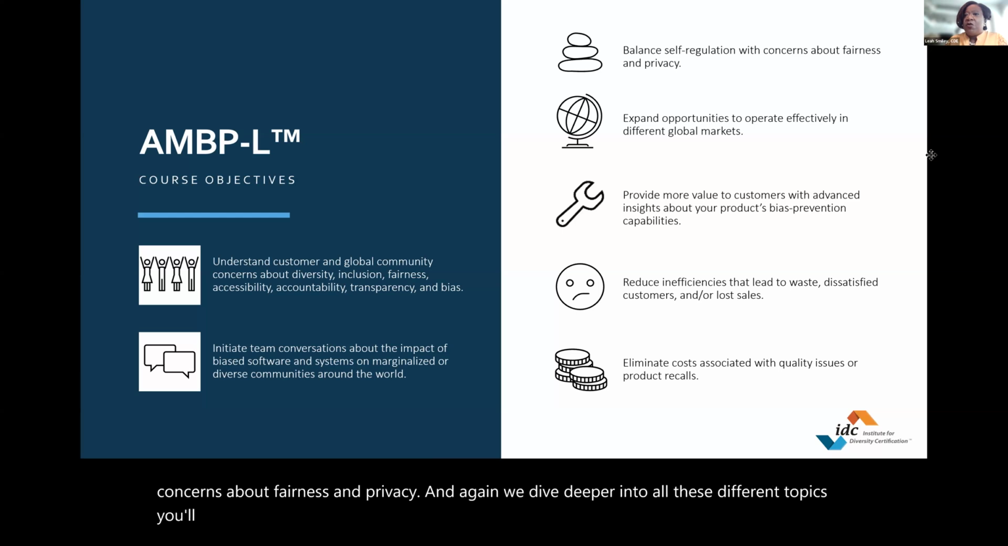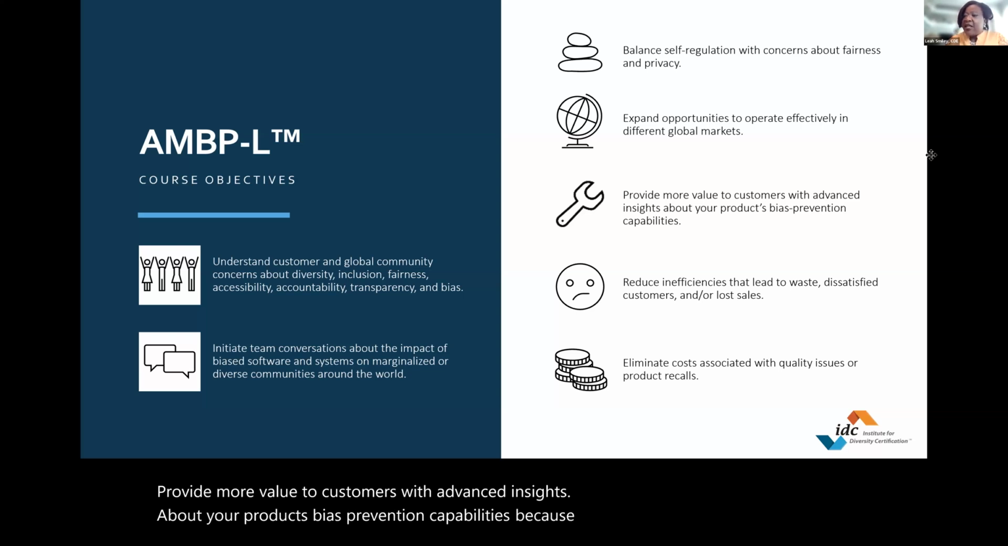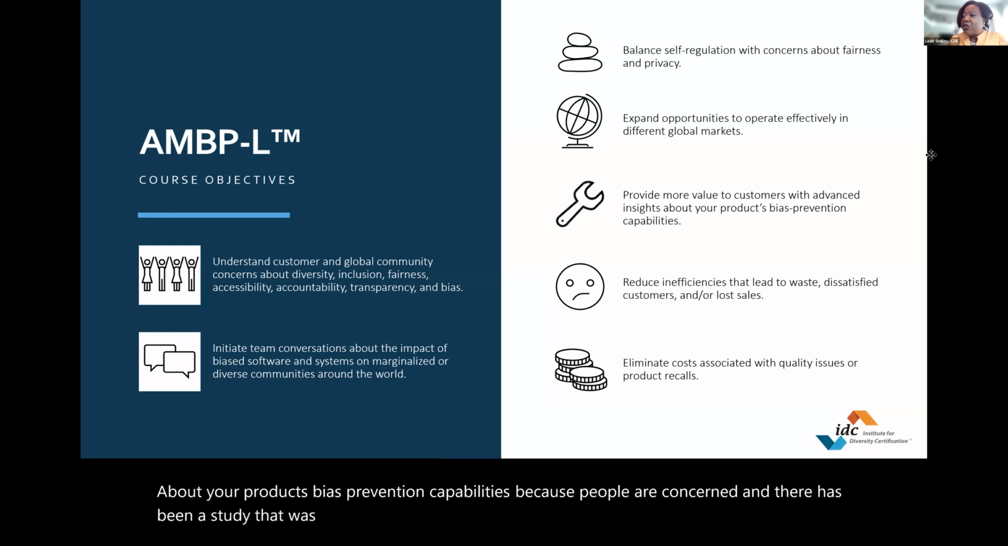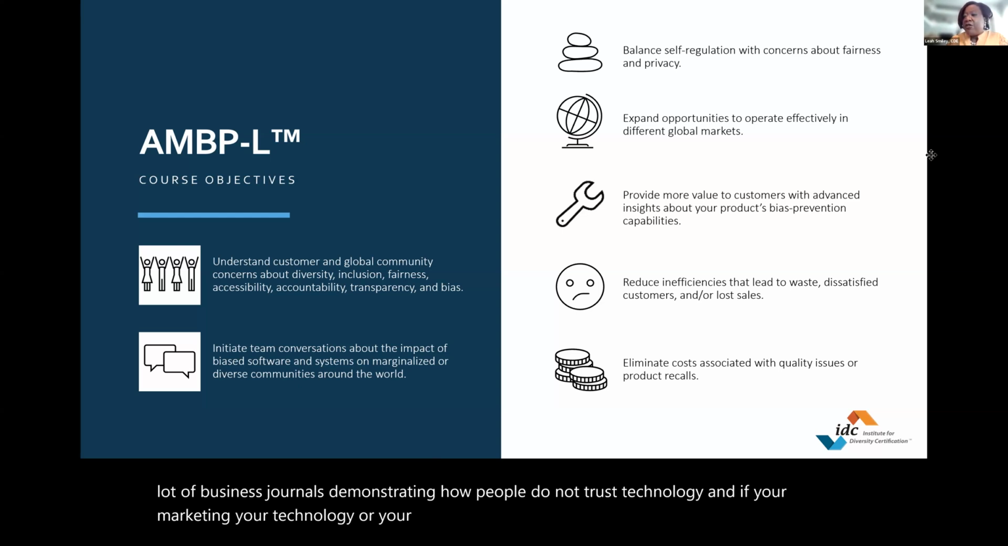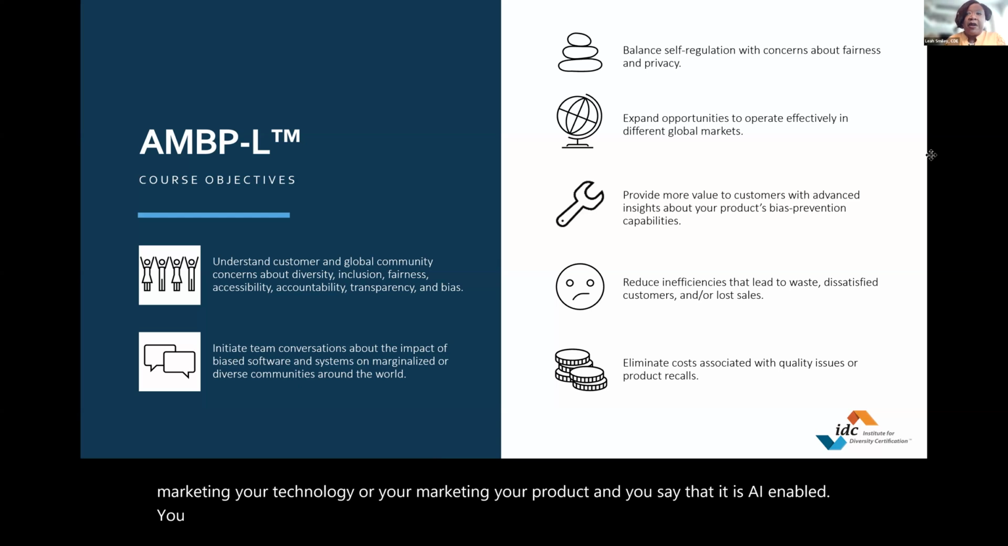You'll have opportunities to operate effectively in different global markets, provide more value to customers with advanced insights about your product's bias prevention capabilities. Because people are concerned, and there has been a study that was published on LinkedIn as well as all throughout. It was on CNBC and in a lot of business journals demonstrating how people do not trust technology. And if you're marketing your technology or you're marketing your product and you say that it is AI enabled, you have a greater chance that people will not buy it unless it is human led.